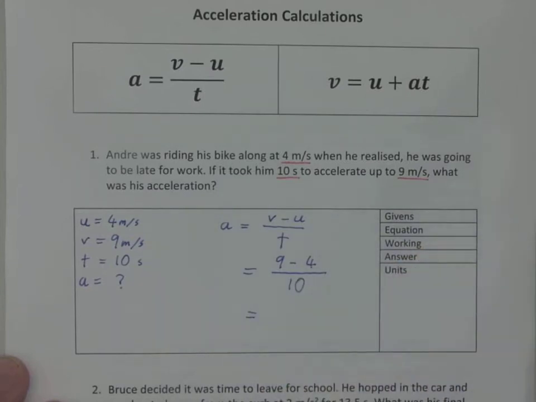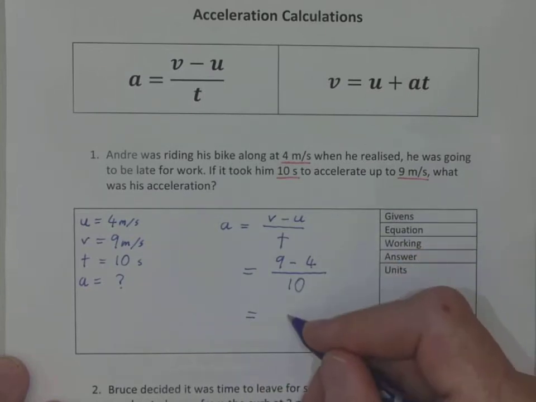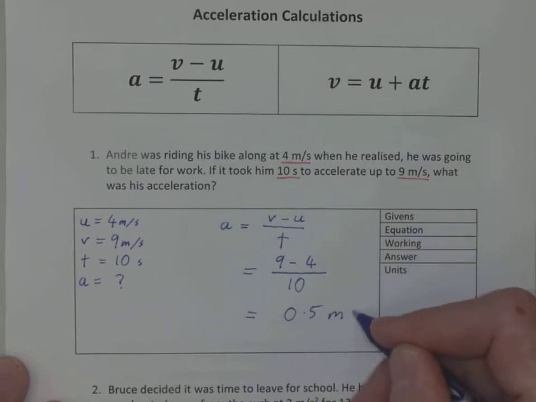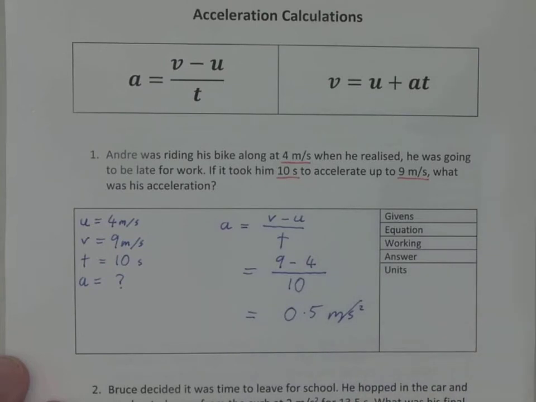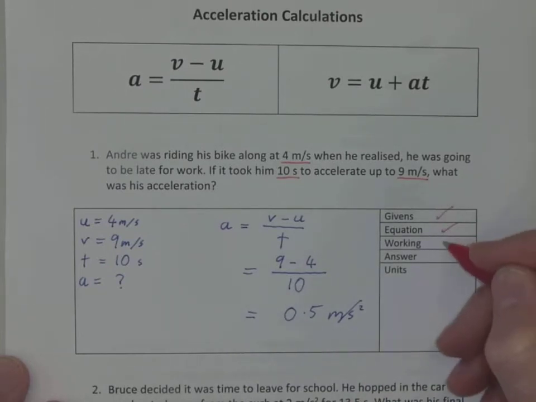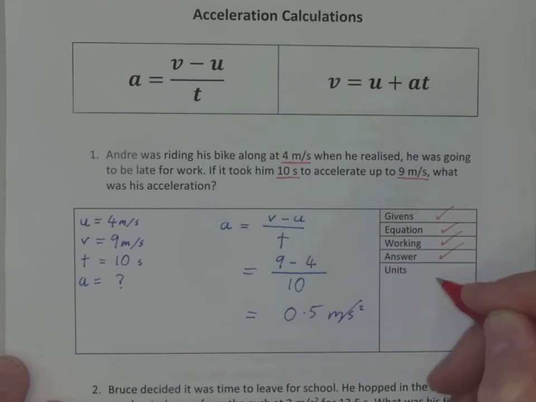9 minus 4 is 5. 5 divided by 10 is 0.5 meters per second per second. So we've got an acceleration. I listed my givens, I showed my equation, I showed my working, I gave my answer, and I remembered the units. Okay, let's try another one.